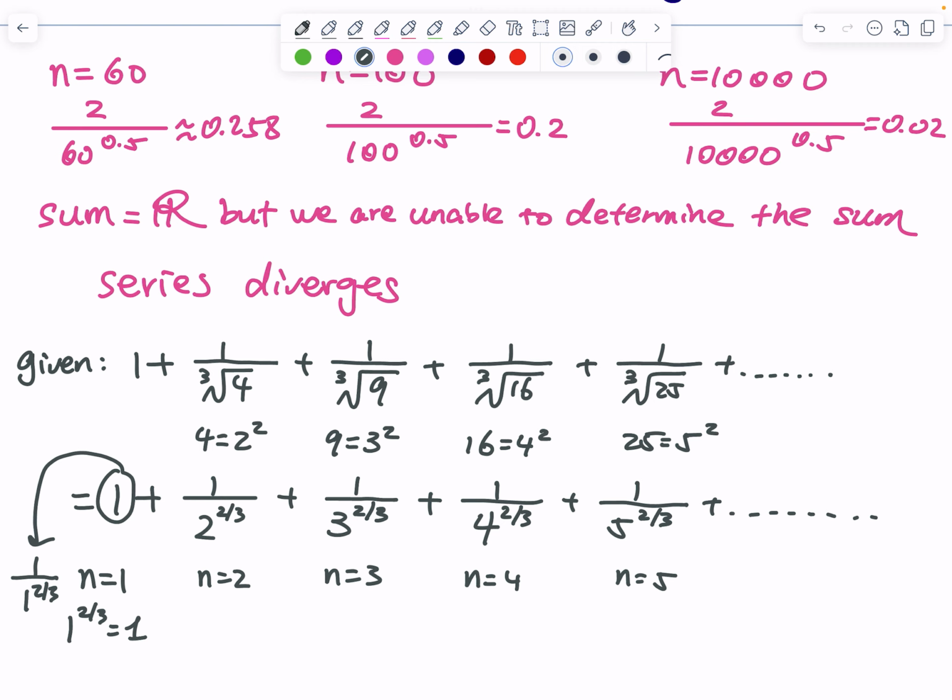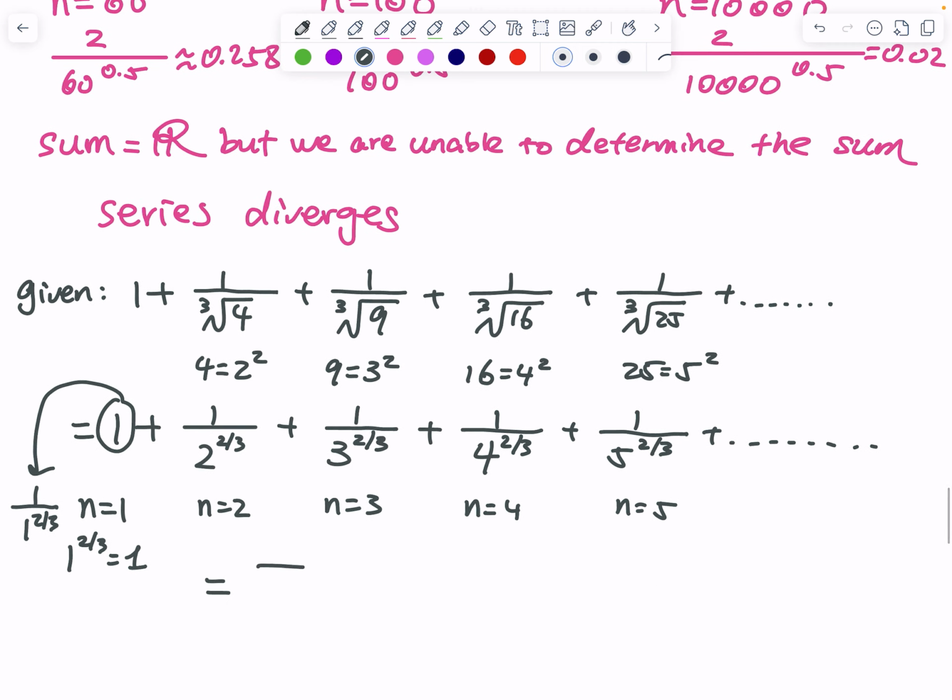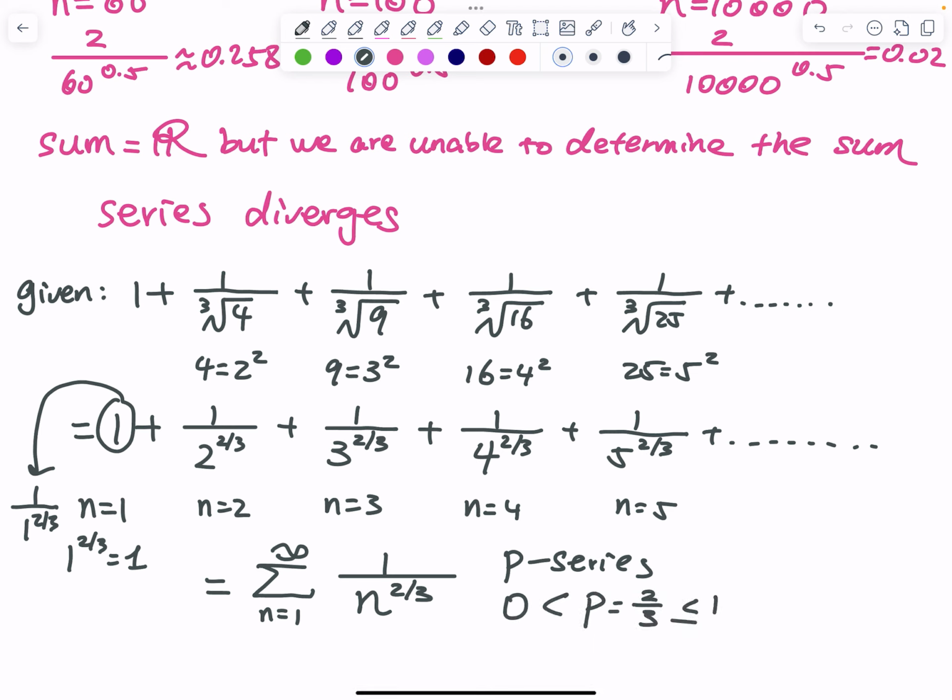And then what is the series? The series is equal to the summation, n goes from 1 to infinity, of 1 divided by n to the 2 over 3. This is a p-series, and we have p between 0 and 1. And then the series diverges. We are unable to determine what the sum is.